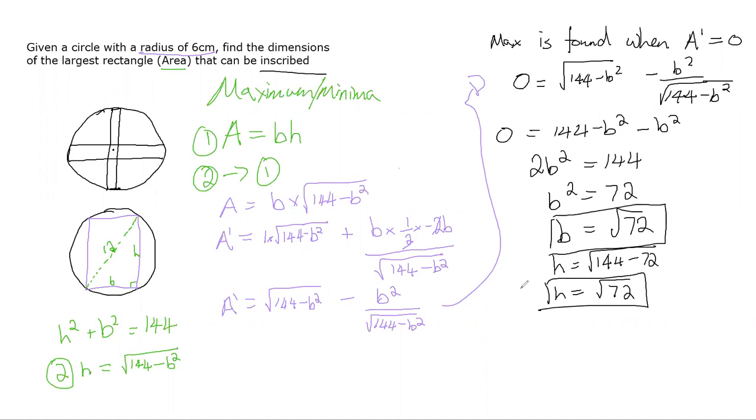So the two solutions, the two dimensions, are root 72 and root 72, and they will give us the maximum area of the rectangle. Okay, so let's really quickly, hopefully that made a lot of sense. I think the derivative would be the most difficult part. You need to make sure you didn't make any mistakes there because it's product rule and chain rule.